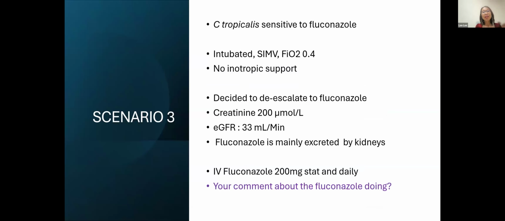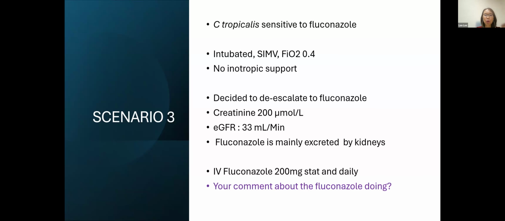So moving to scenario 3, this is a continuation of the previous patient. So this patient was actually still intubated, right, in ICU, okay, with the FiO2 only 0.4, no inotropic support, and the treatment team, maybe after this lecture, they were convinced that fluconazole is working, therefore they de-escalated to fluconazole treatment, and the creatinine, as mentioned earlier, was 200, slightly impaired. So as we know, fluconazole is mainly excreted by the kidney. Therefore, in a patient with renal impairment, we have to adjust the fluconazole dose according to the renal profile. So for this patient, the fluconazole was given at 200 milligrams stat and daily.